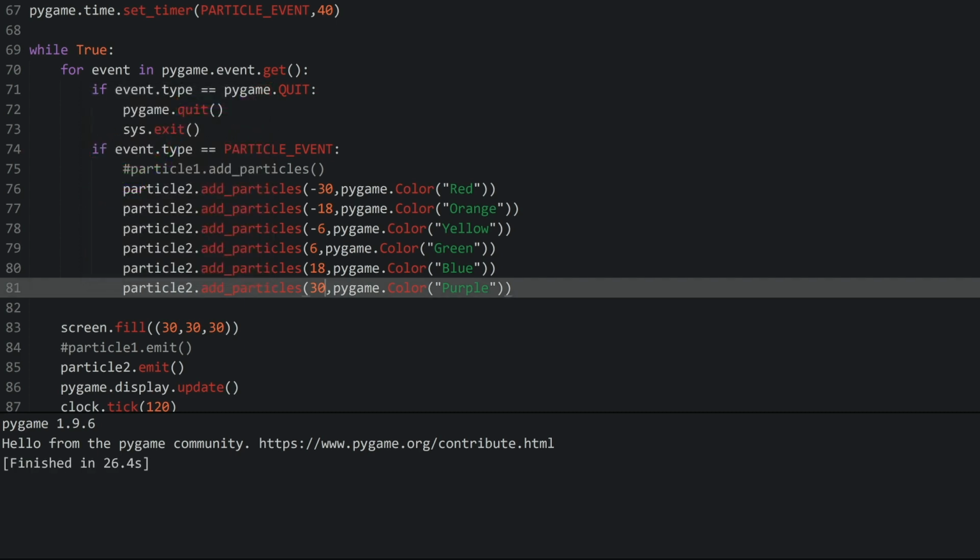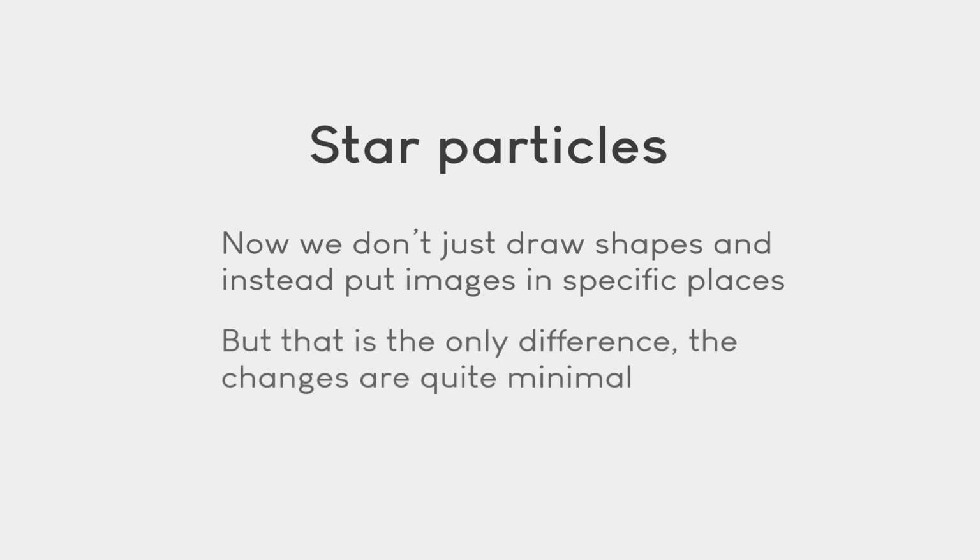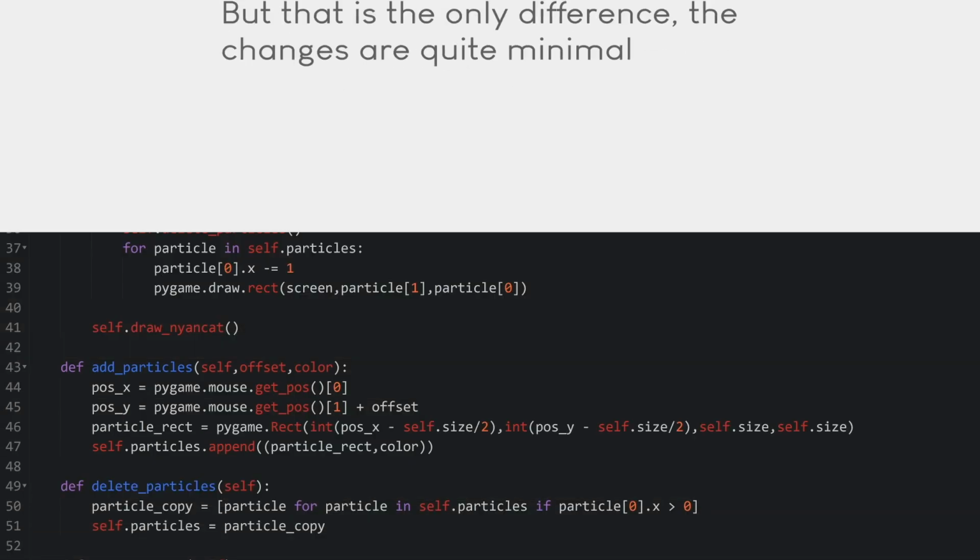For the final one, we are going to create a couple of stars around our mouse. We're actually going to spawn images instead of just drawing with pygame. All of this is still going to be incredibly similar to the particle we created in the beginning of this video. But now, instead of drawing circles around each point, we are going to blit an image at this position. That is basically the entire difference. So let's jump right in and see how this works.